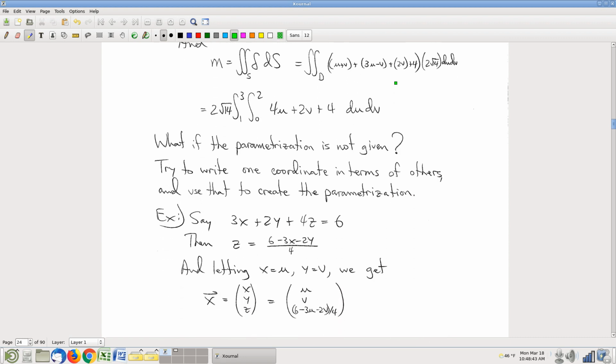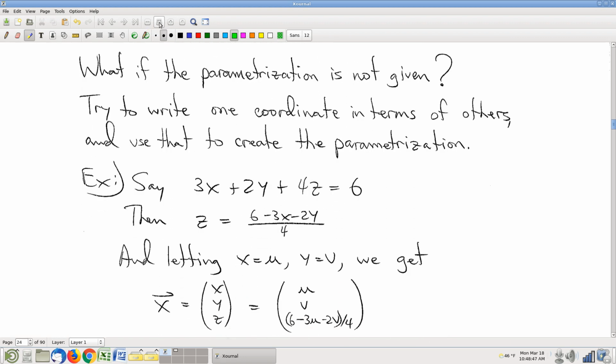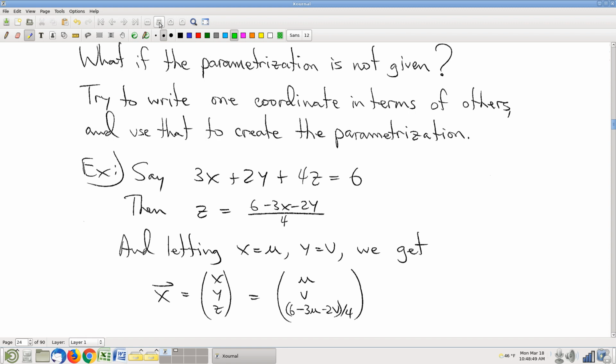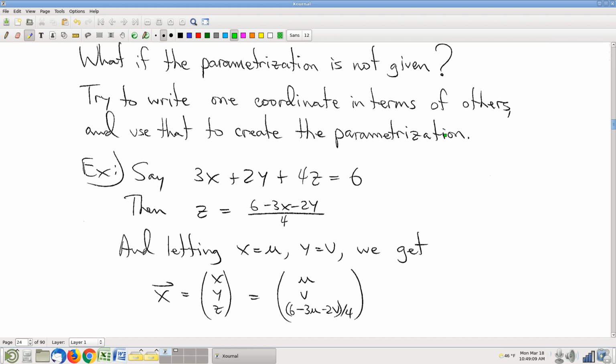There's not a single method for doing this, but there is a very often good method for doing this. This will very often work. Try to write one of the coordinates in terms of the others. Try to solve for z as a function of x and y. Maybe you solve for y as a function of x and z. Whatever. Try to find one of the coordinates in terms of the others, and then basically go from there. It'll pretty much fall in your lap if you can do that.